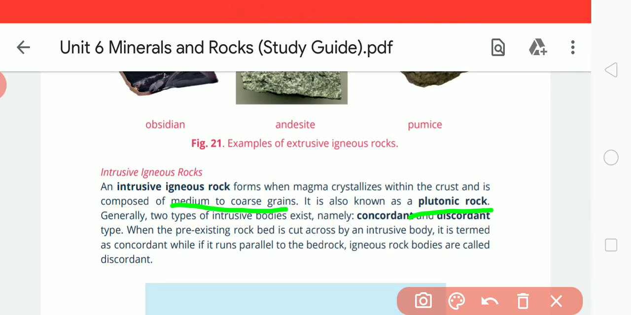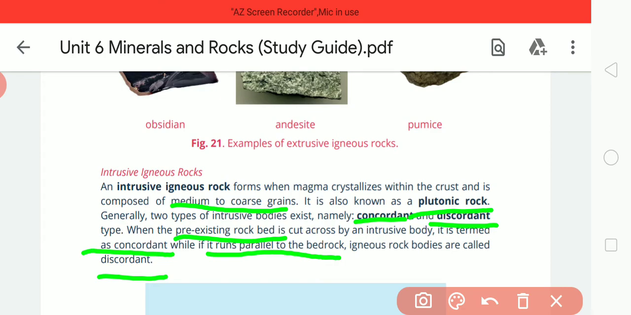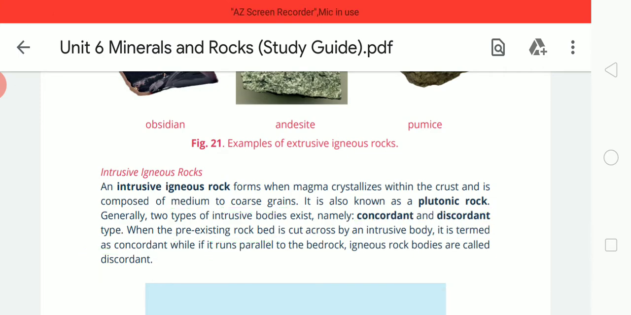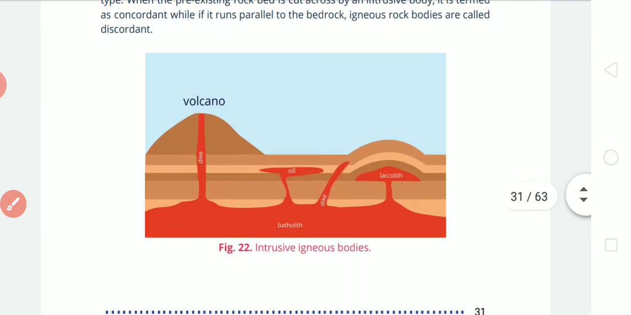Generally, two types of intrusive bodies exist: concordant and discordant. When the pre-existing rock bed is cut across by an intrusive body, it is termed discordant. While if it runs parallel to the bedrock, the igneous rock is called concordant. Now, to better understand what these different classifications of intrusive igneous rock mean, let us go over to the diagram here.